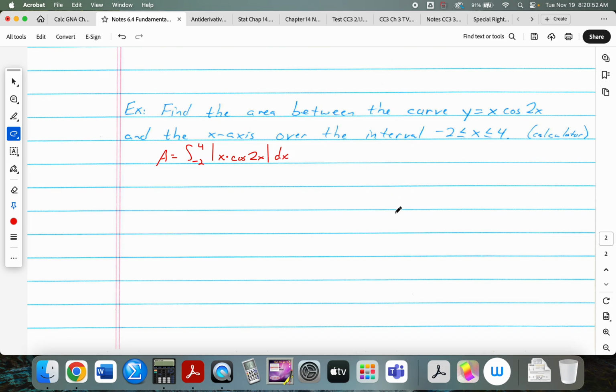Now, do I know for sure that this curve is negative at any point? No. Do I care? No. If I slap the absolute value on that, that takes care of any problem.